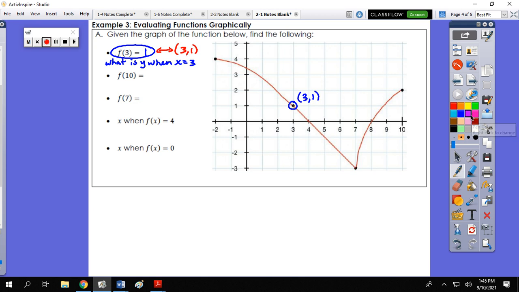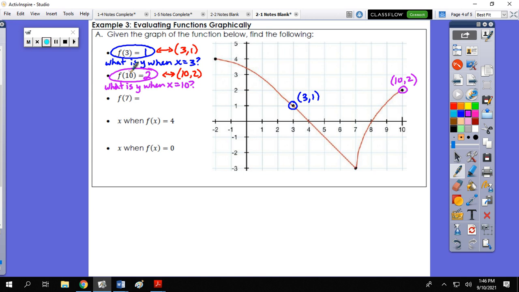Okay, so then for f of 10, again that is saying what is y when x equals 10? That's what that's asking. What is y when x equals 10? So we go to x equals 10 here. We go up and find the point. That is the point 10, 2. Well, the point 10, 2, written in function notation, would indicate that when x equals 10, y equals 2. So f of 10 is 2.